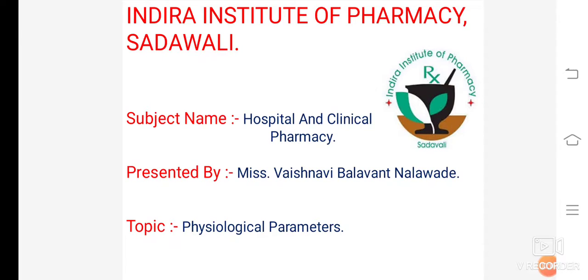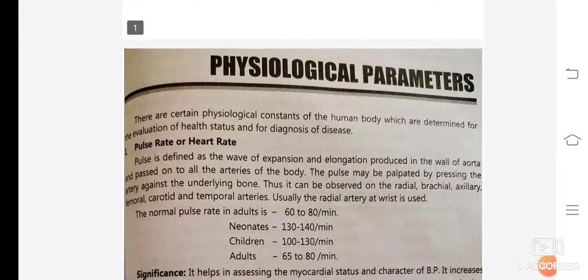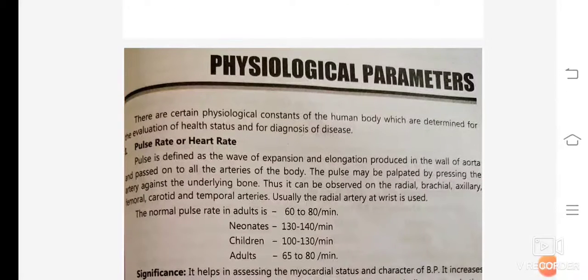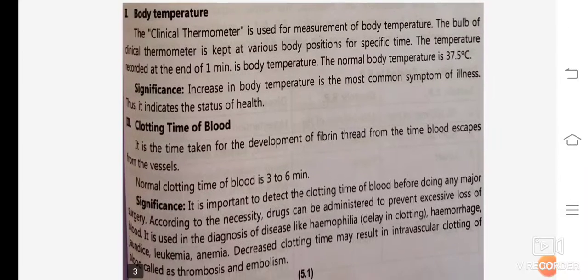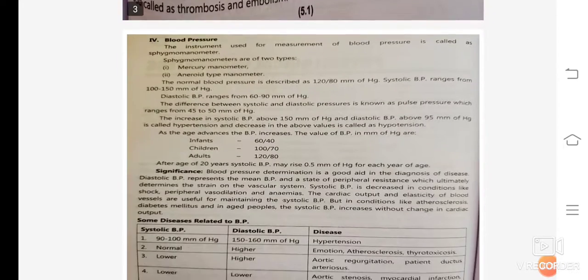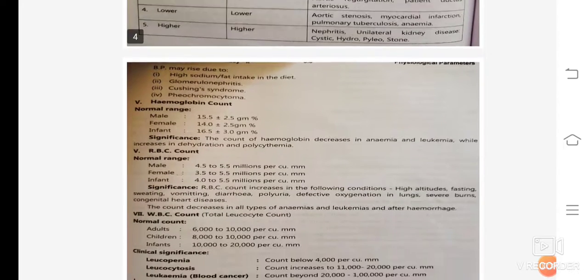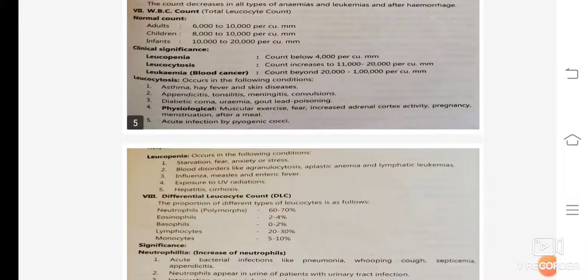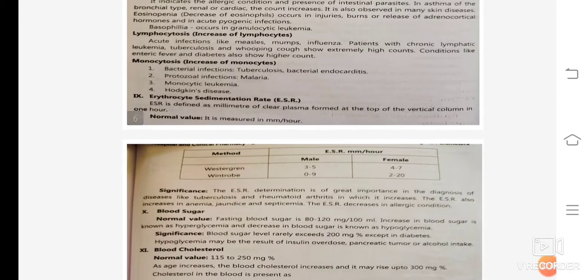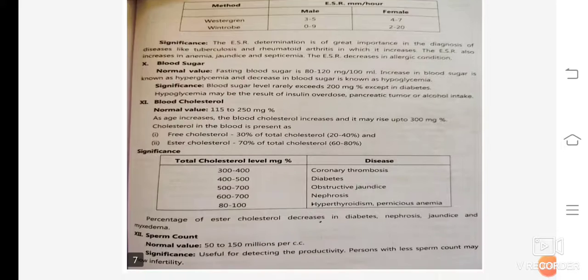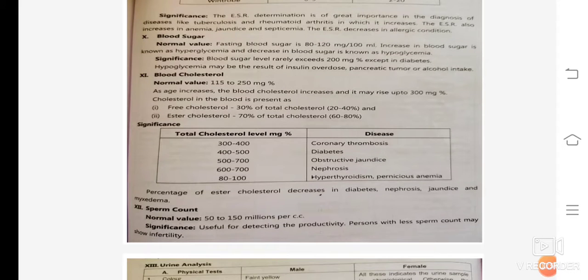Hi students, in today's video we are going to discuss the remaining part of our fifth chapter, that is physiological parameters. In the first and second parts we studied certain physiological constants: pulse rate or heart rate, body temperature, clotting time of blood, blood pressure, hemoglobin count, RBC count, WBC count, differential leukocyte count, erythrocyte sedimentation rate, blood cholesterol, blood sugar, and the last one, sperm count.